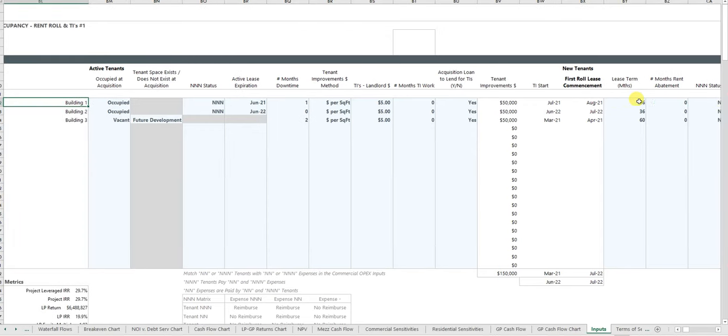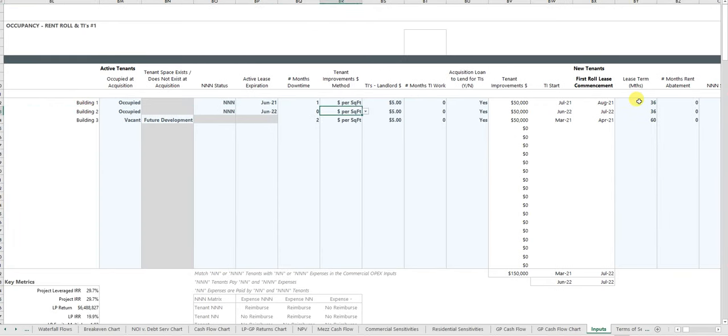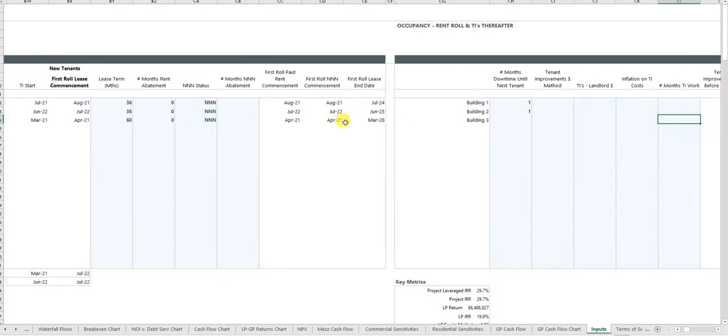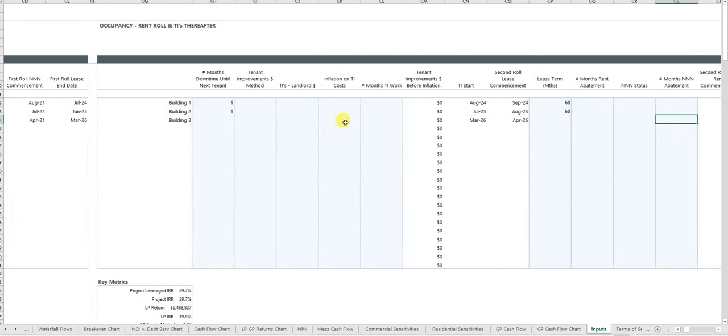So you see that you have tenant by tenant. You can have all kinds of options. You can do triple net. You can also do double net or nothing at all. You can also tell the model that the space is currently vacant. If it's vacant, it can be vacant because it's empty space that currently exists, or it's vacant because it's a future development, and the model will understand that and lease up tenants once the property is developed.